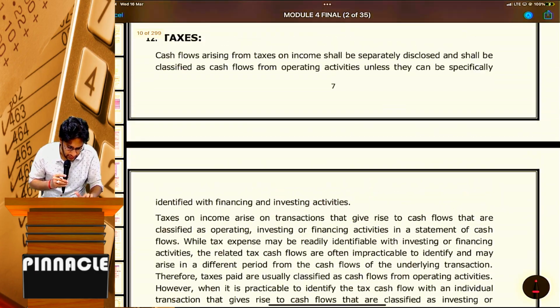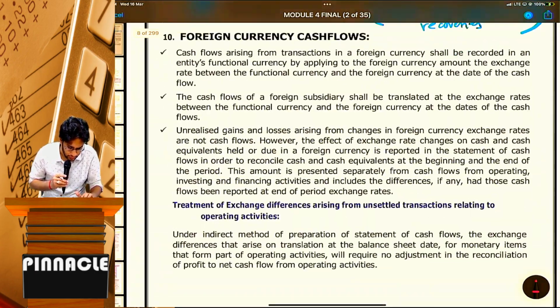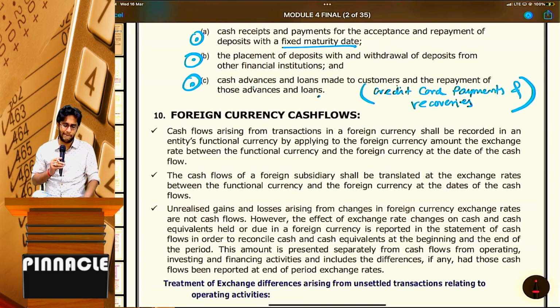Now what else are there? Foreign currency cash flow effect is there. Taxes are there. Okay, let's first come to the foreign currency part. 10th point.